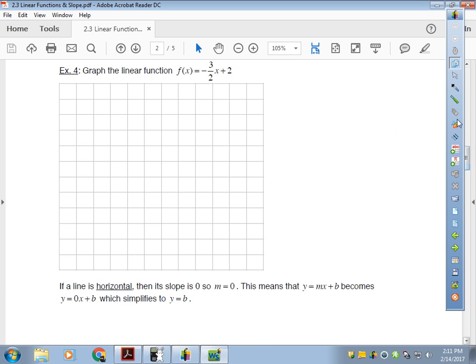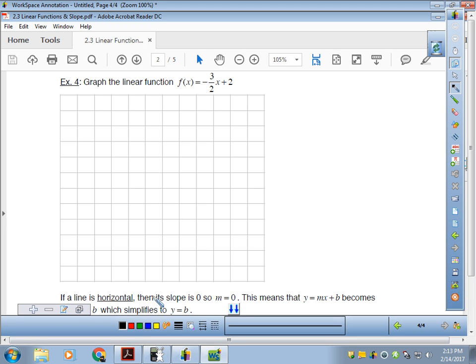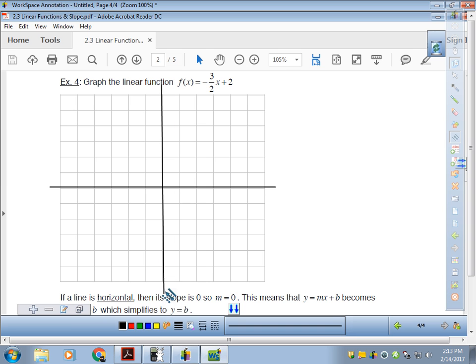So let's look at some examples of this. I'm going to start by drawing in my axis lines, my x-axis and my y-axis. So here, if I look at this equation, f(x) = -3/2 x + 2, my slope is -3/2, which you can write either way, -3 over 2 or 3 over -2. It doesn't really matter. My b is this number here at the end, which is the 2.